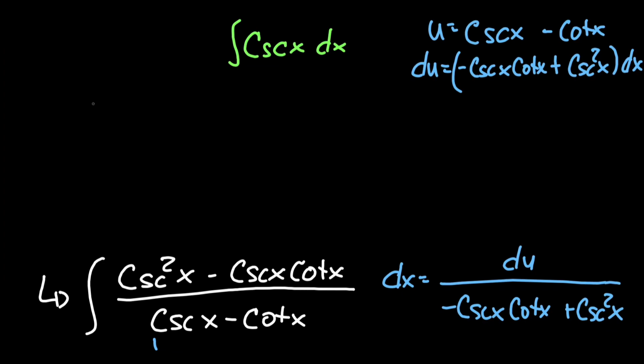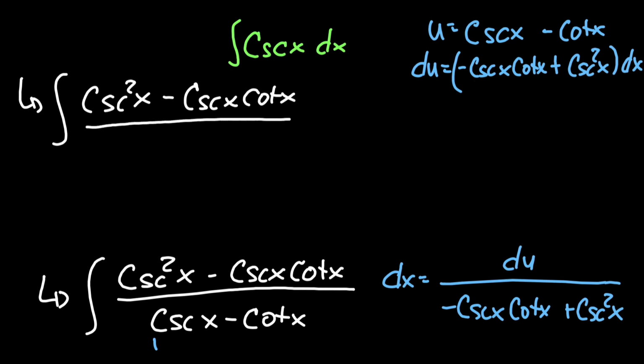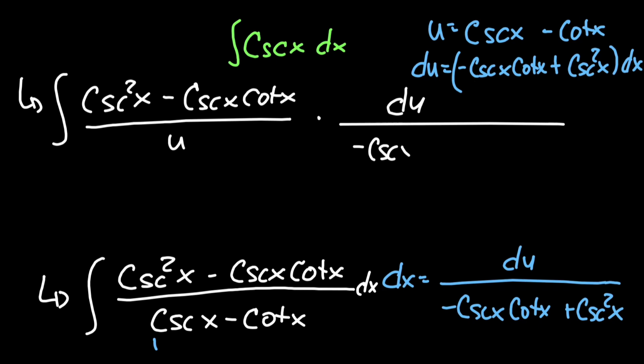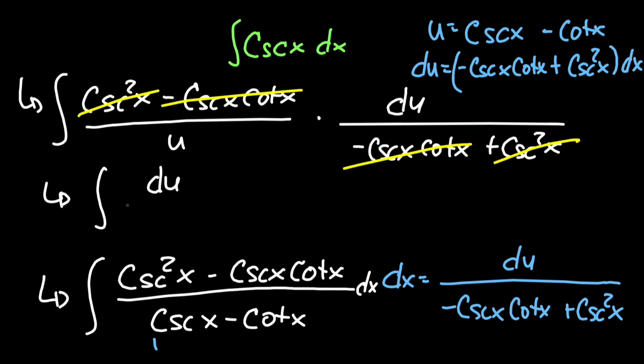The next step would be to substitute these values. So you would have the integral of this over u and multiply this by the value of dx, which would be du over negative cosecant x cotangent x plus cosecant squared of x. So cosecant x cotangent of x would cancel, negative I mean, and cosecant squared x would also cancel. So you are left with the integral of du over u. The integral of du over u is simply the natural log of the absolute value of u plus c.